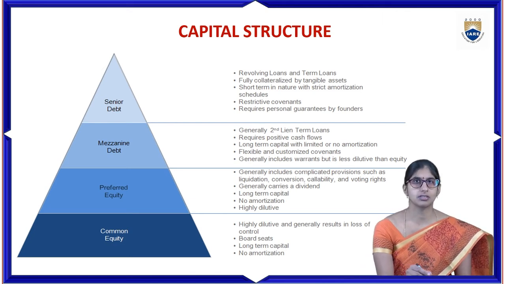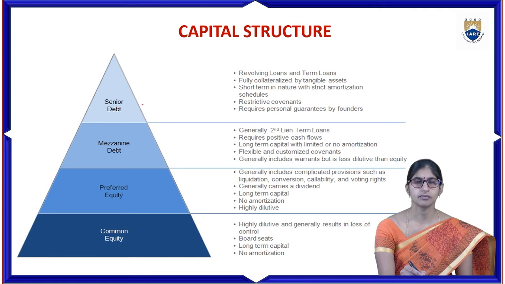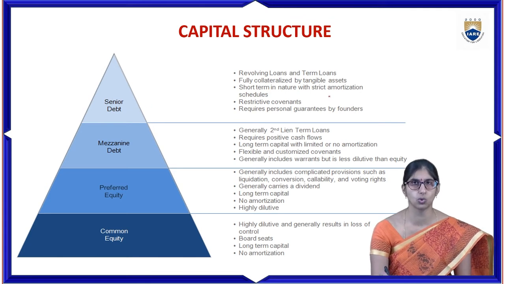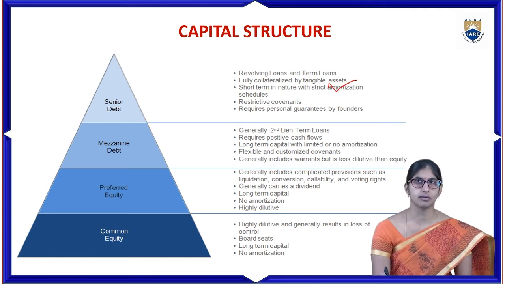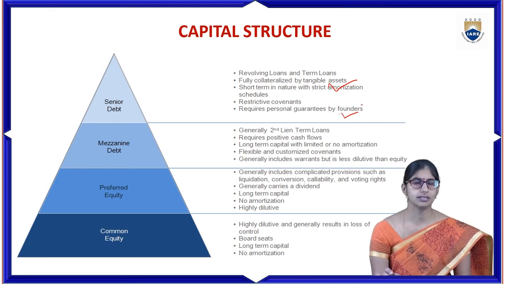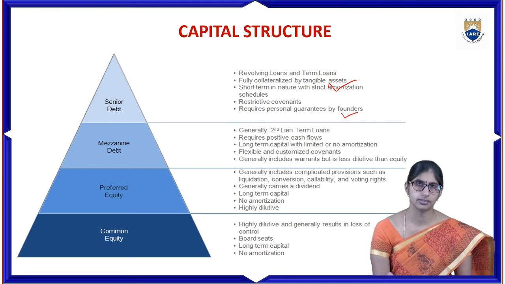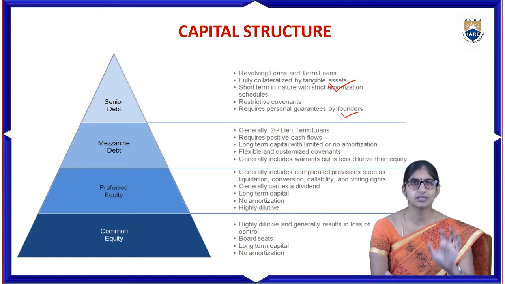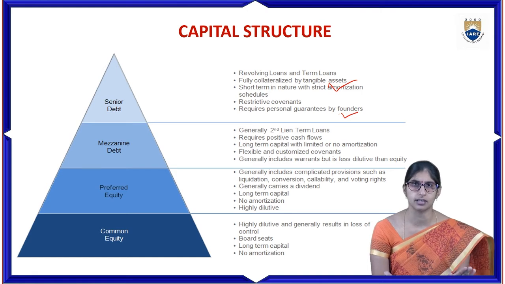The first stage is senior debt, through loans and terms, or through collateral tangible assets, or through amortizations, and through covenants and guarantees by the founders. Through all these, debt can be raised. Debt means a business is going to take some amount of loan from outsiders. So these can be the sources that we can see.